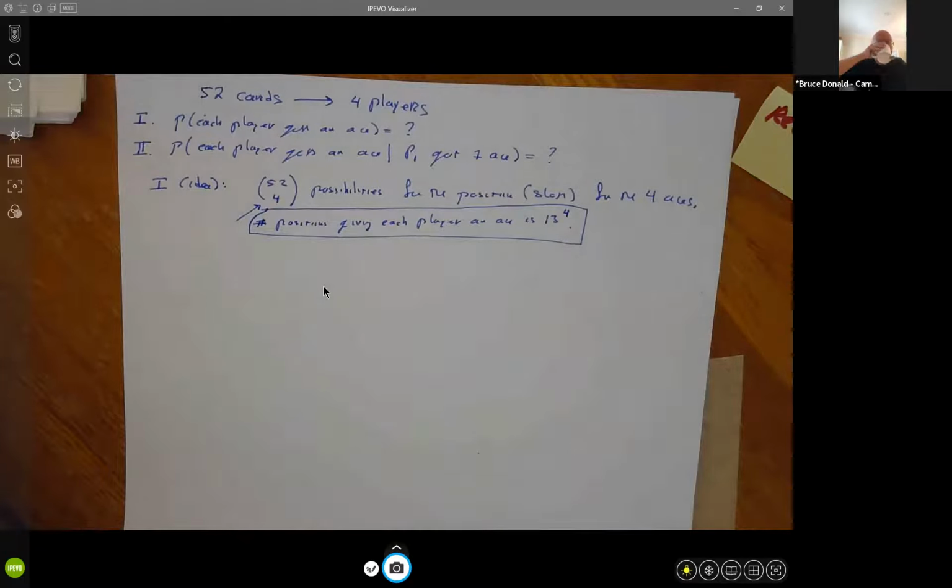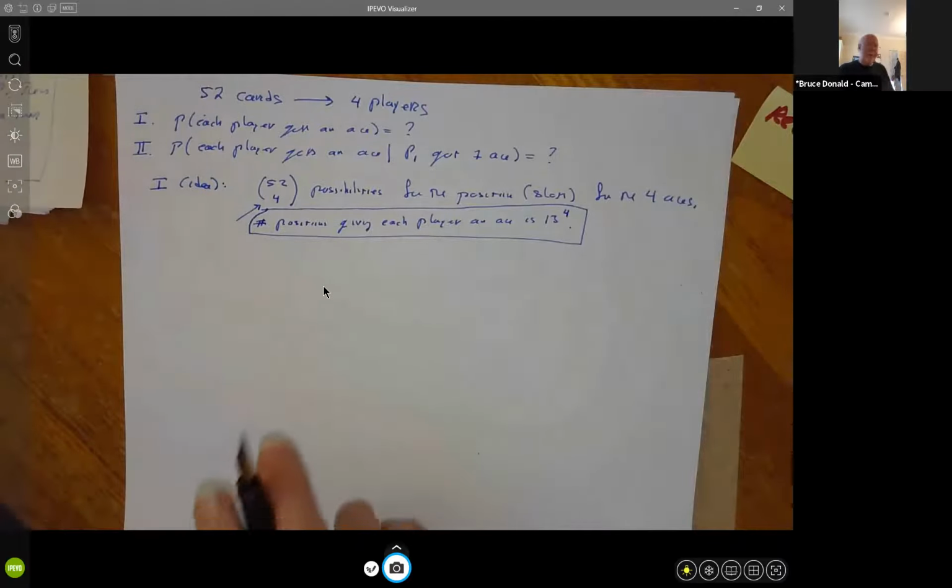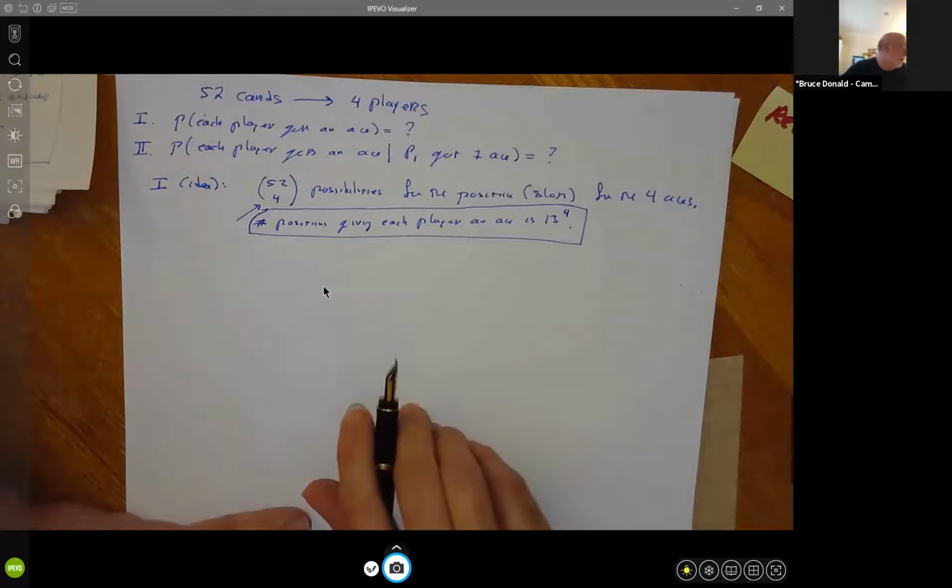Yeah, I don't understand. I see the 13 maybe is 52 divided by 4, but other than that, I'm not quite sure. Yeah, great question. This can be counterintuitive, so I'm glad you asked.